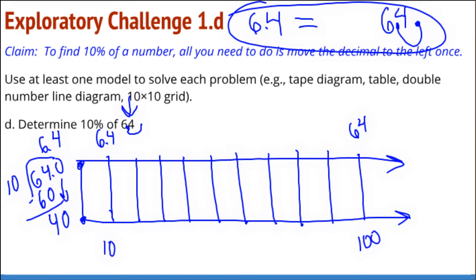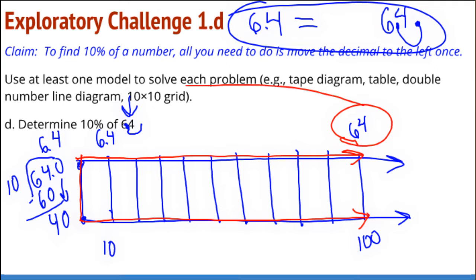You'll notice on the first two problems in the ones place, it had a 0 each time. Well, now we've tried it with a problem that doesn't have a 0 in the ones place, and we still found 10% by moving one place to the left. And I'm going to say it again. I hope that you can see in here in the double number line, what we're doing is we are taking a whole and we're dividing it by 10.